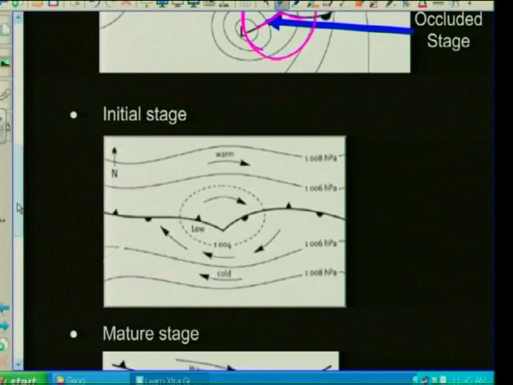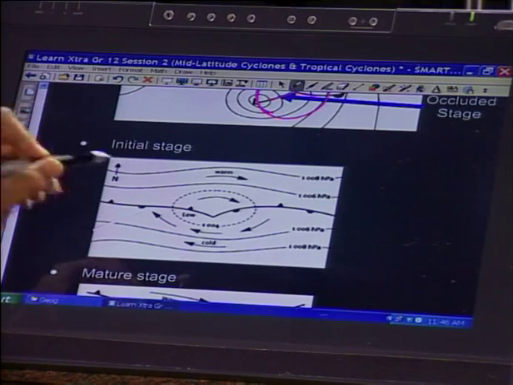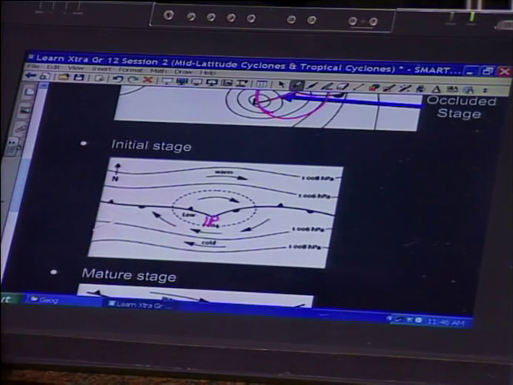Let's look at the initial stage. In the initial stage, a tiny wave starts to be created. One important thing that we need to remember is that the mid-latitude cyclone is associated with the westerly wind band. So if there's an obstruction of some sort, like the coastline or a mountain, it creates a wave in the system. And when this wave is created, you find a low pressure towards the center of the wave.